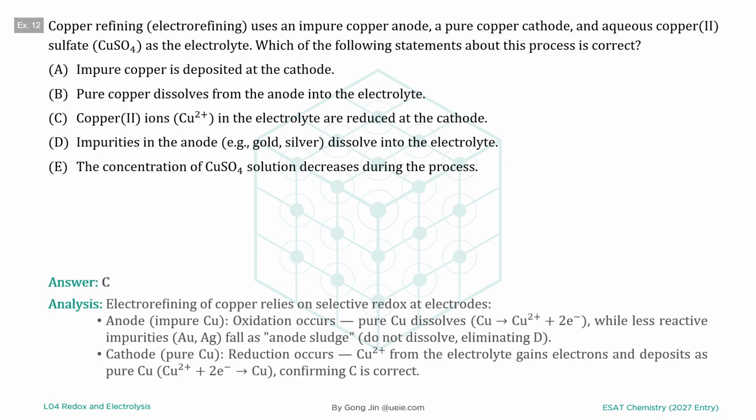Option E. For every copper atom that dissolves from the anode, 1 copper ion is reduced and deposits at the cathode. The number of copper ions in the electrolyte stays the same, so copper sulfate concentration remains constant. E is wrong.